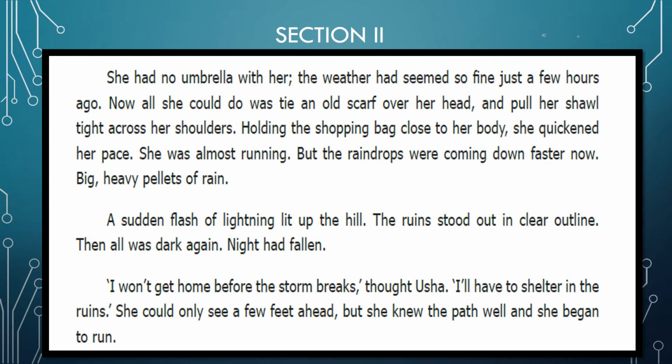In this paragraph, the writer says the clouds and thunder were threatening to rain, so Usha hurried to reach home before dark. She did not even have an umbrella, but only a shawl and a scarf. Now the raindrops became faster and it was dark and lightning. Usha ran to the ruins to take shelter from the heavy winds and rain.